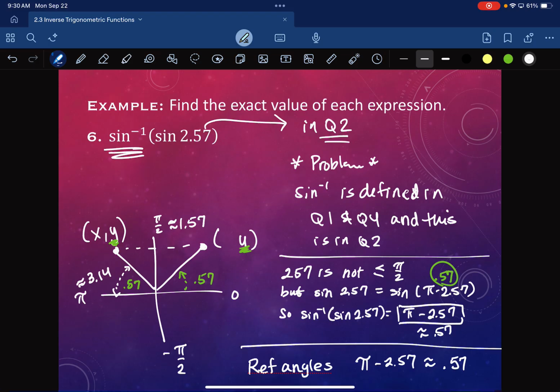So if you type inverse sine, and then a parenthesis if it requires it, and then you type sine, and then you type in 2.57, it should give you a decimal approximation of 0.57. Did it work? Emily says yes. We got a couple yeses over here as well. Great.